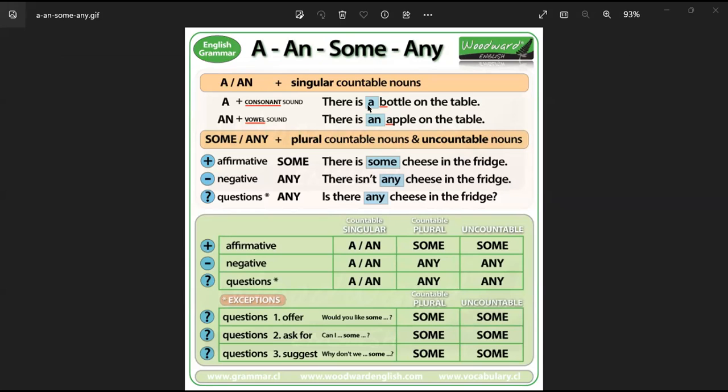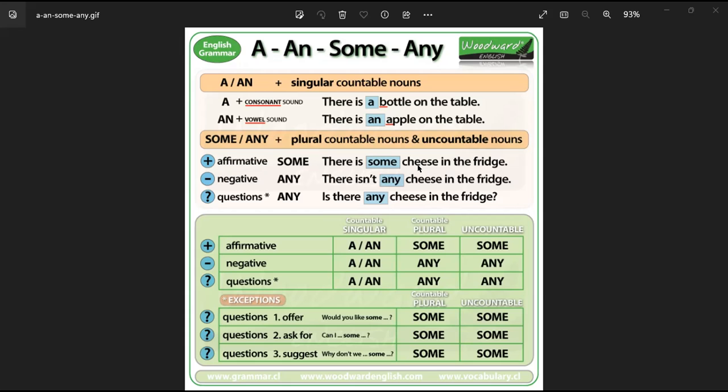Okay, as we mentioned at the beginning, we can use a or an with a singular structure, right? There is a bottle on the table. There is an apple on the table. And some and any, plus a plural countable noun or uncountable nouns. So some and any can be used with both countable and uncountable nouns. Let's look at the examples. We have affirmative, negative, and questions. There is some cheese in the fridge. Right? So, cheese, is that countable or uncountable?